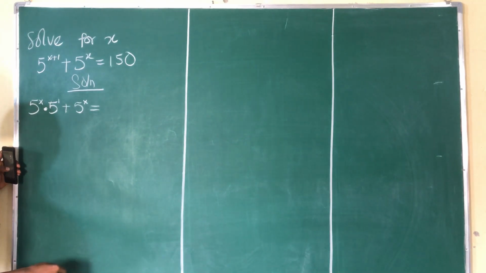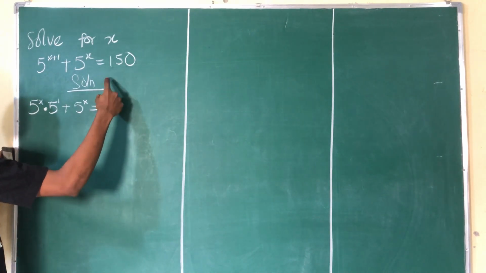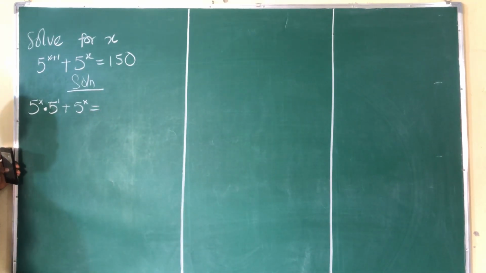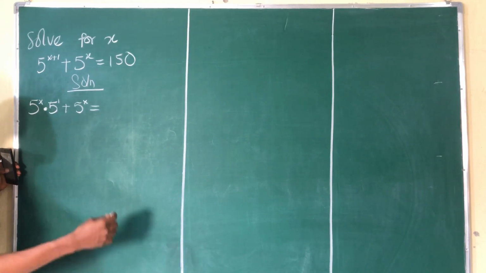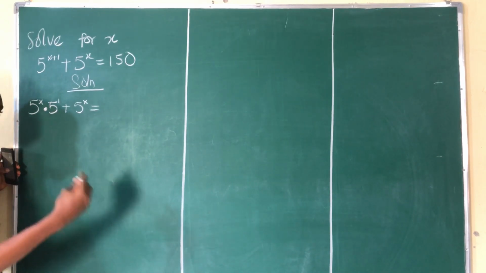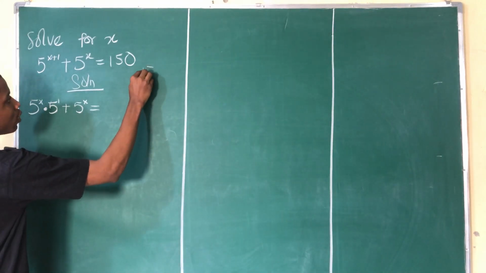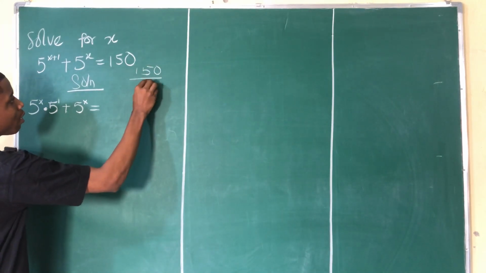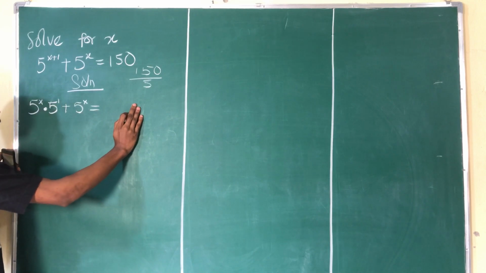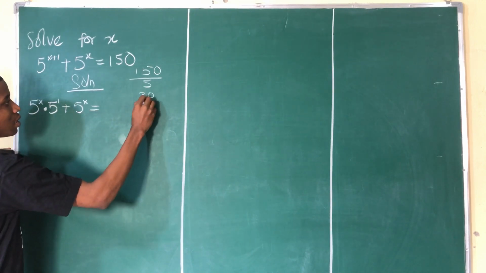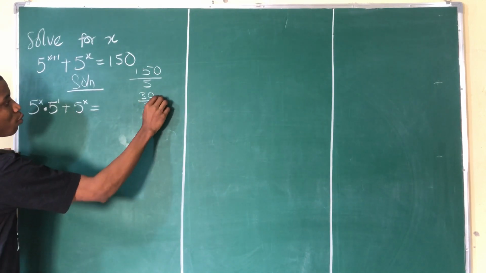150. Now, how can we express 150 as a power of 5? I think we cannot express it as a power of 5. We can express it as a power of 5 multiplied by a number. For example, let's take 150 and divide by 5. What will we be left with? We'll be left with 30. Let's divide 30 by 5. We'll be left with 6.